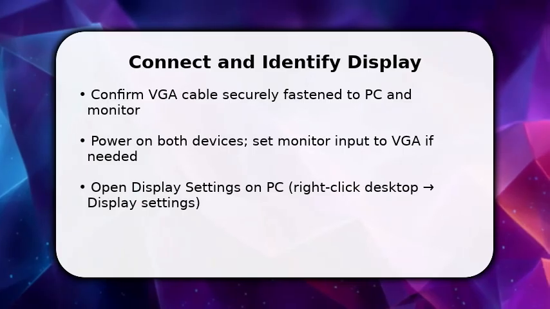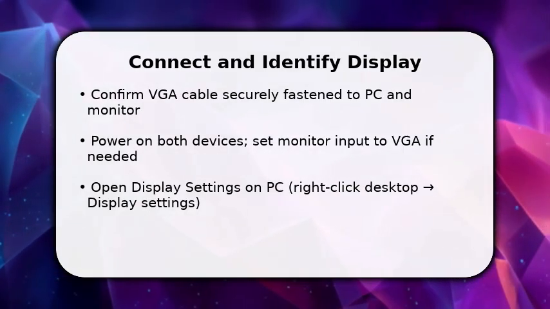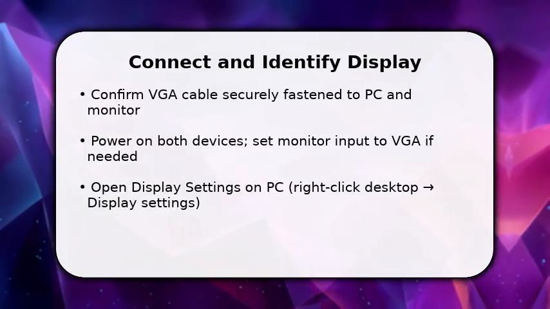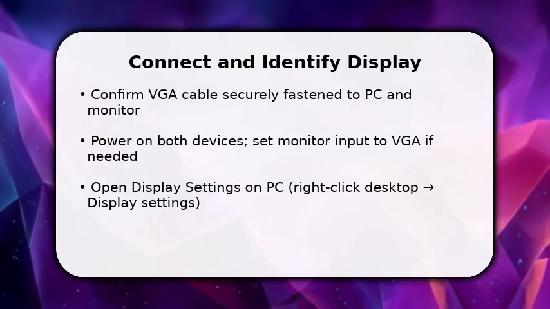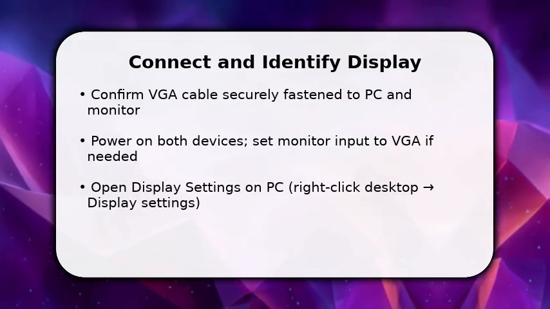You start by confirming a snug VGA connection and that the monitor input is set to VGA. Once done, power both devices and right-click the desktop to open display settings. You need to identify which screen is primary versus secondary and note the current resolution value.